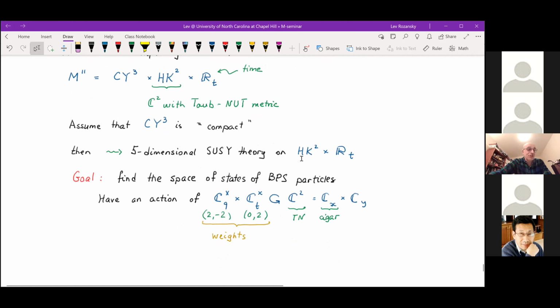Now, the space C2, which is hyperkähler, has 2 C-star actions. One we call Q and the other we call T. And so if you count those, counting of those BPS particles is equivalent to finding, as far as I understand, the Donaldson-Thomas invariant of this Calabi-Yau. So the category of Donaldson-Thomas would be the space of states of these particles. And the invariant as a function of Q would be the graded Euler characteristic of that space.